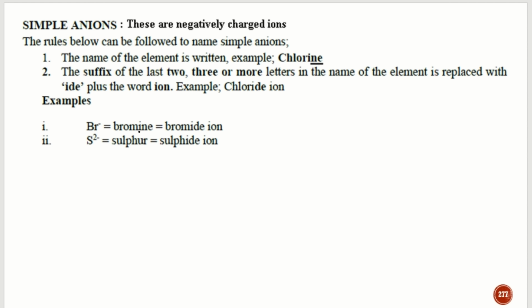So I take out 2 or 3 letters from bromine, and it becomes a bromide, and I'll add the word ion, a bromide ion. The next is sulfur. So I'll take out 3 letters from sulfur, and I'll add the word IDE. It gives me a sulfide ion. So that is how we name simple anions.